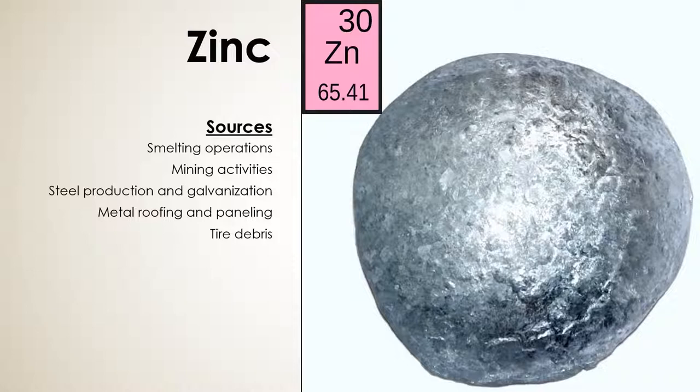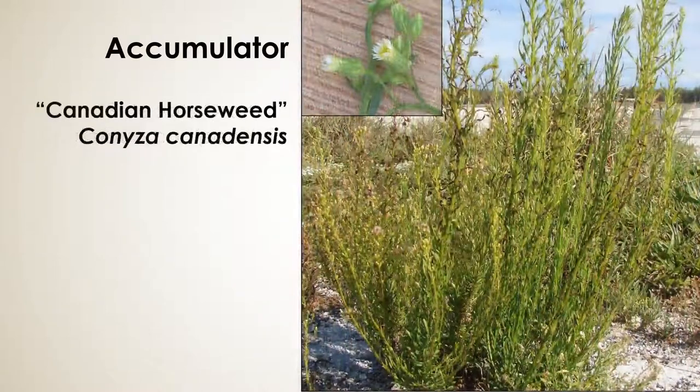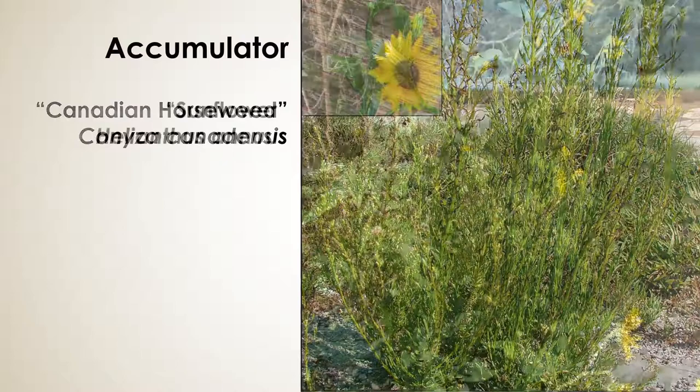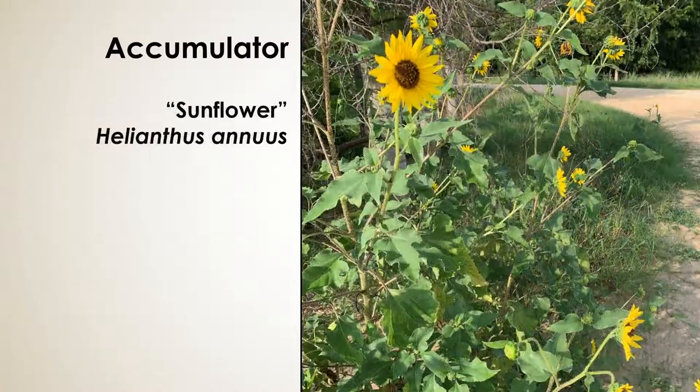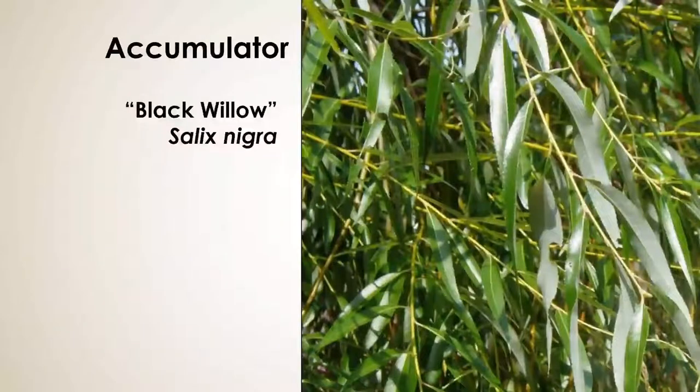A little bit of tire gets shaved off as you drive over time, and when you have enough cars going through an area, you get a decent amount of tire debris. Side oats grama is an accumulator of zinc. Here's that horseweed, that rock star in the heavy metal group. Sunflower, eastern gamma grass, black willow.